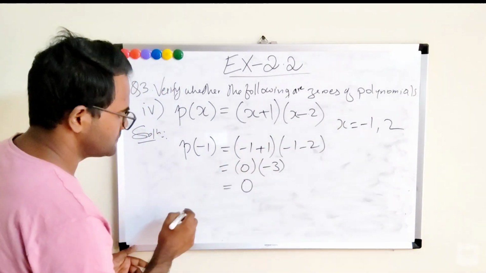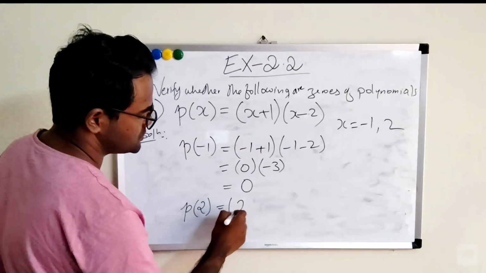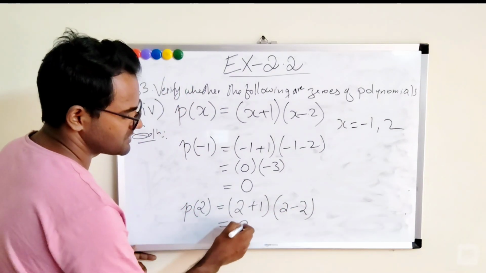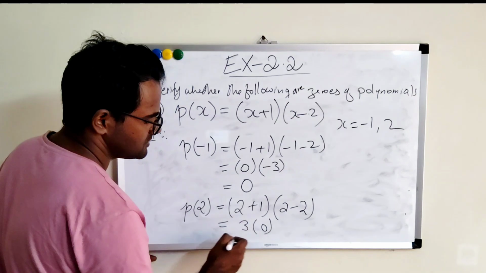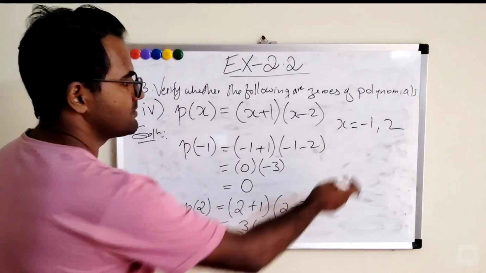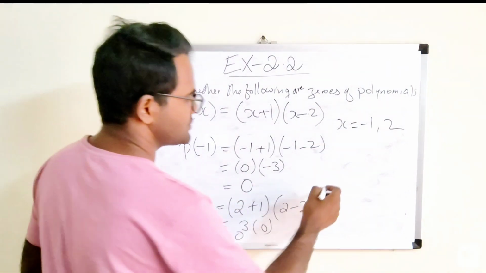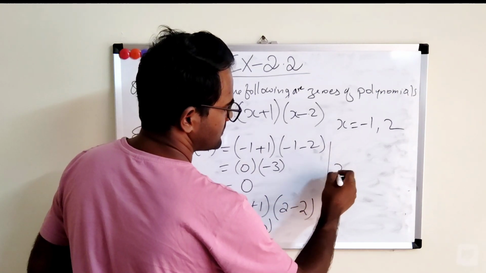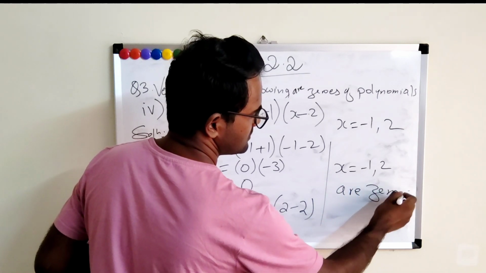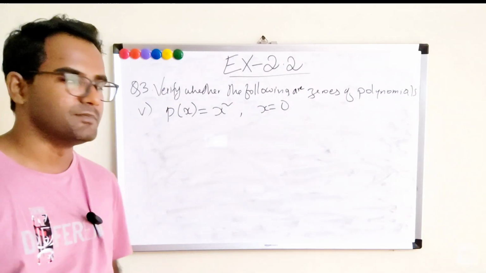Then again let us see for 2. P of 2: in place of x you put 2. 2 plus 1 and 2 minus 2. So 2 plus 1 is 3 and 2 minus 2 is 0, right? So here also you get 0, which means minus 1 and 2 are the zeros of the given polynomial, right? Which means x equals minus 1 and 2 are zeros of the polynomial.